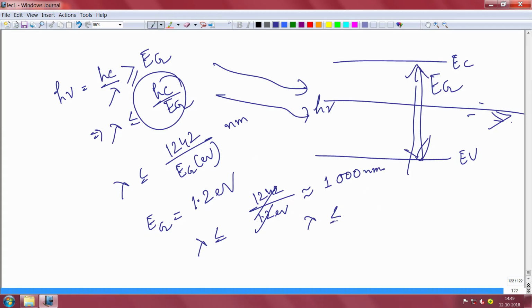So, lambda less than or equal to 1000 nanometer will be absorbed in the material. So, 900 nanometer will be absorbed, 950 nanometer will be absorbed, but 1050 will not be absorbed, because 1050 nanometer is lower in energy than this. So, we should keep that in mind just in case.